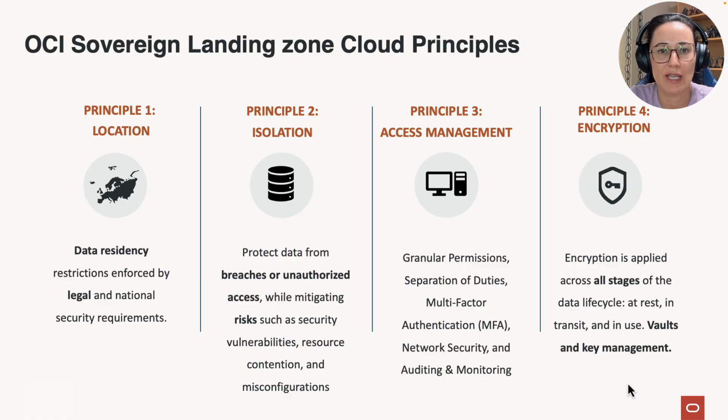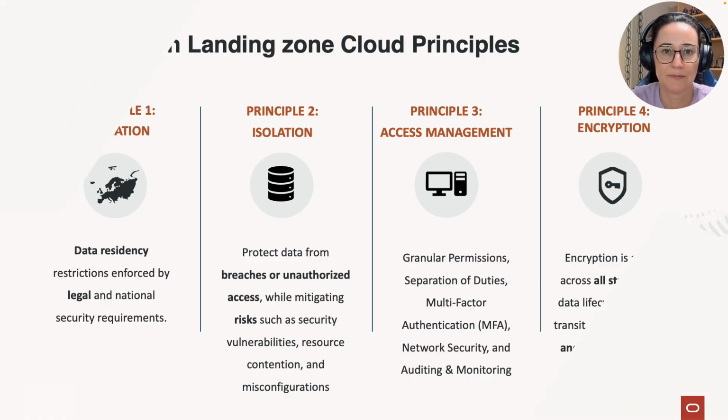Encryption is crucial for safeguarding sensitive information from unauthorized access. Some customers may focus on just one of these principles, while others must comply with all. Let's take a closer look at each principle in more detail. Let's start with the location principle. There is a growing customer demand for greater control over the physical location where data is stored.